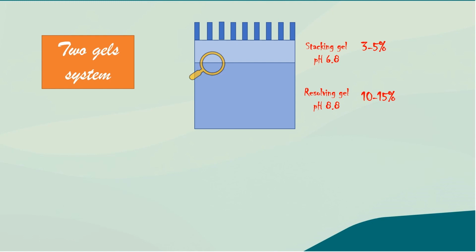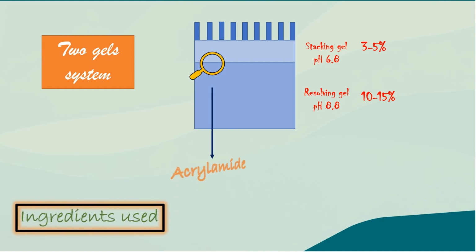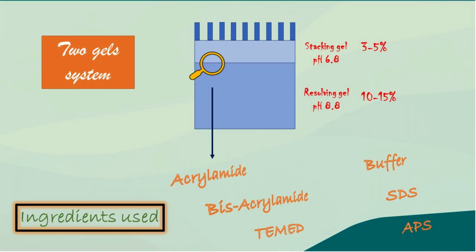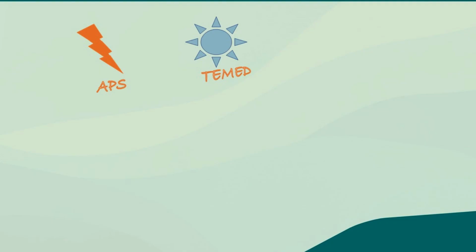Let's now focus on the key ingredients used in these gels. Both gels are prepared using acrylamide, bisacrylamide, buffers with different pH levels, SDS, TEMED (tetramethylethylenediamine), and APS, ammonium persulfate. APS and TEMED are the two important components for the polymerization of acrylamide gel.